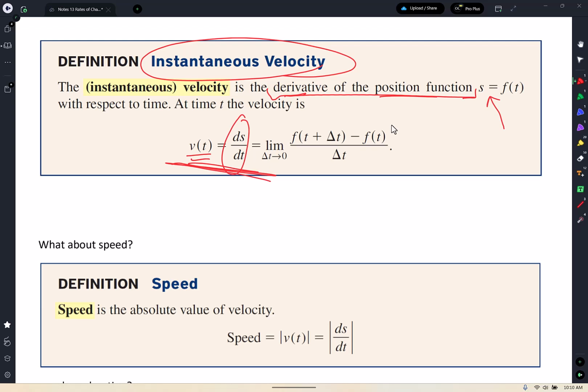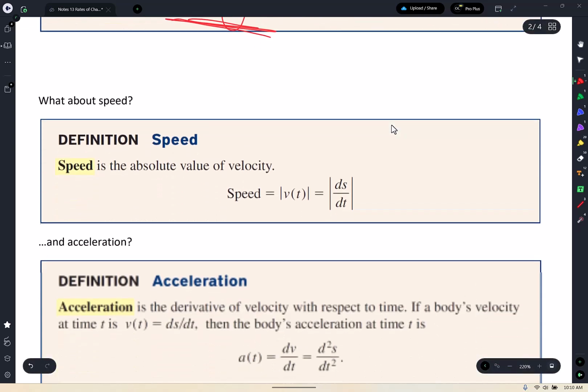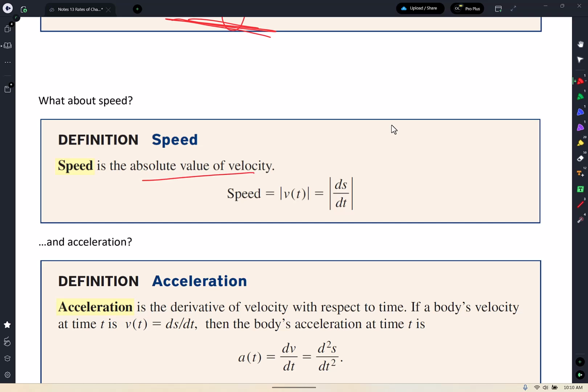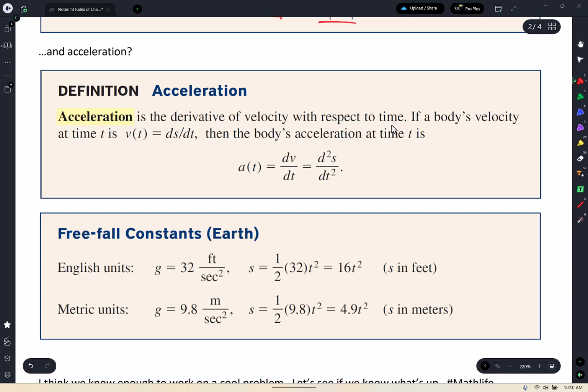So notation is important. They tell you what speed is. Speed is the absolute value of velocity. I think you guys already know that from physics, but just in case. And then check it out. Acceleration is a derivative of velocity, which is the second derivative of position.